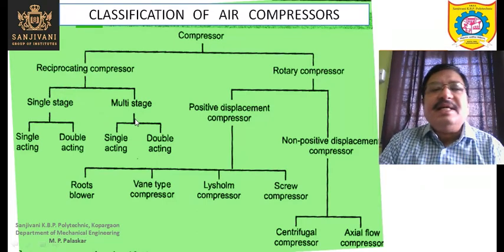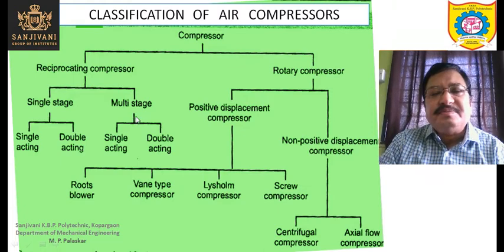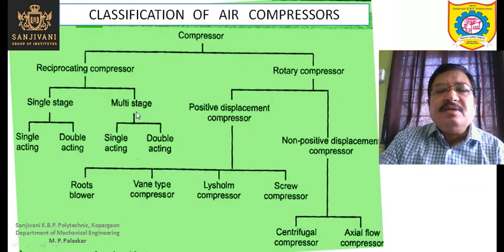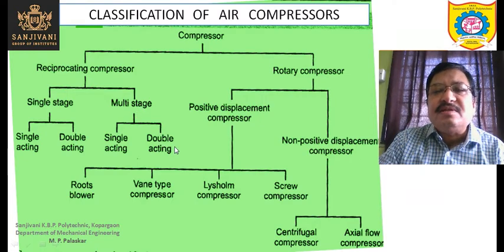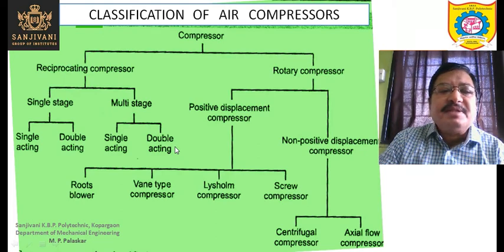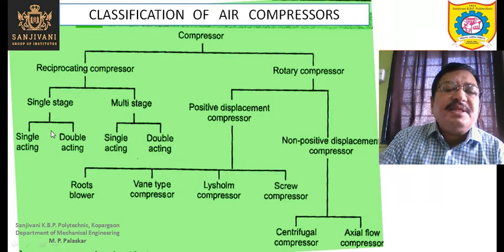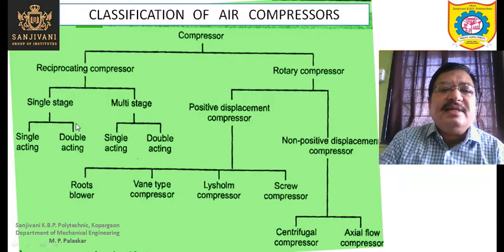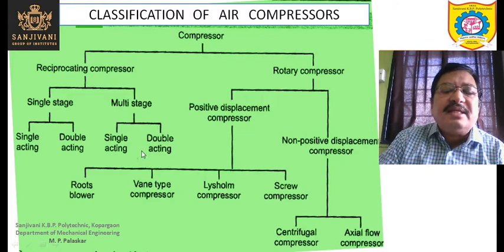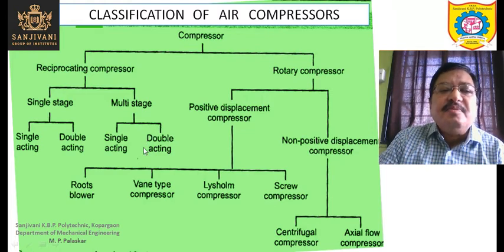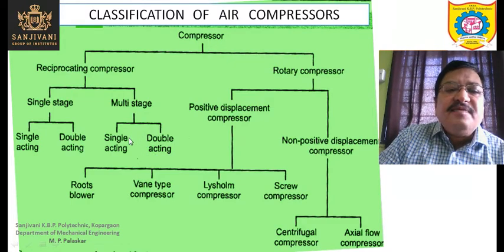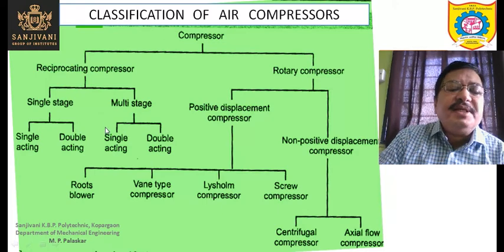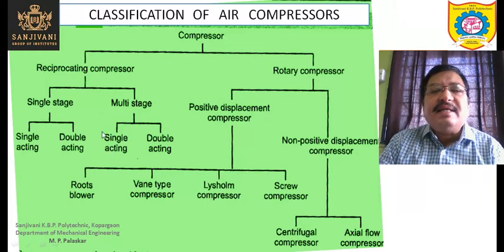And when both sides of the piston are used for compression, then they are called double acting compressors. In that case the crankcase side is also used for compression, and the front side of the piston, that is the upper side towards the cylinder head, is also used for compression. So if both sides of the piston are used for compression, it is called a double acting compressor. If only one side is used, it is called a single acting compressor.